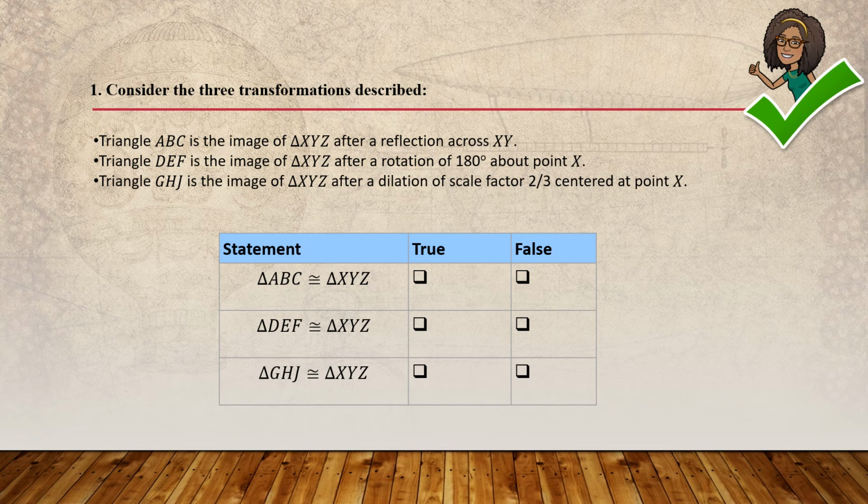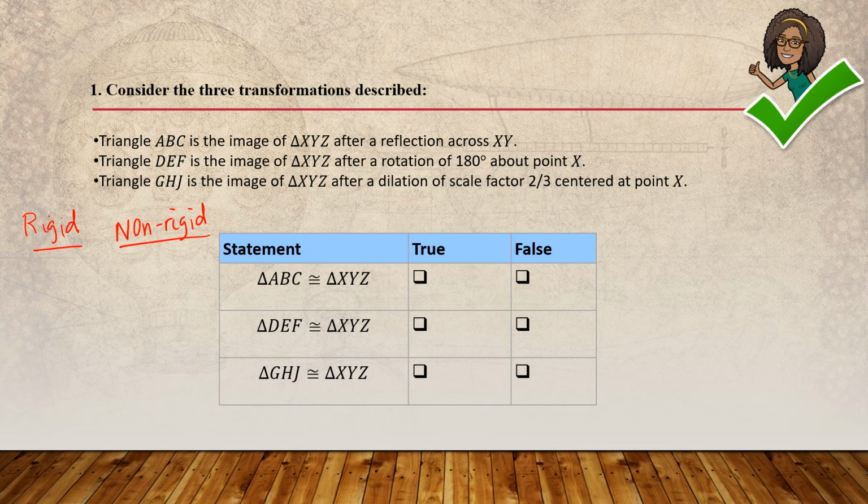All right, let's look at number 1. So number 1 says consider the 3 transformations described. So we're going to see if these transformations that are described are true or false. So remember, we're dealing with transformations in a coordinate plane, and there are 2 different types of transformations. There are rigid transformations, and there are non-rigid transformations, right?